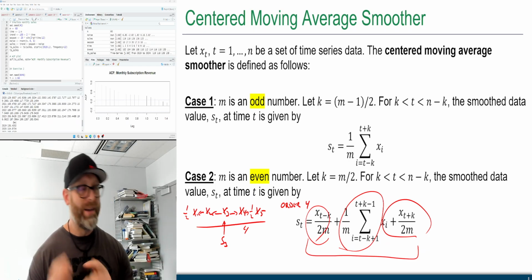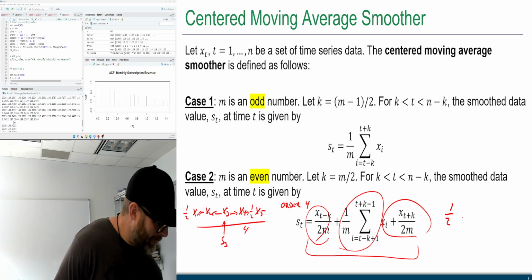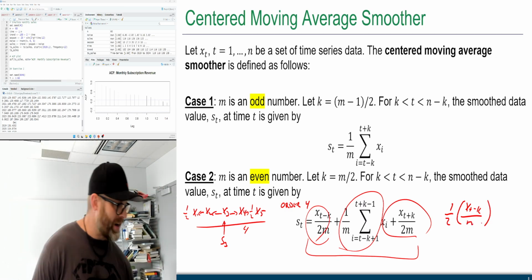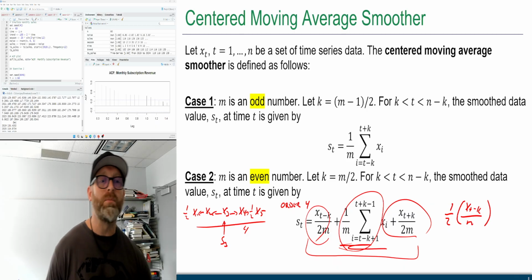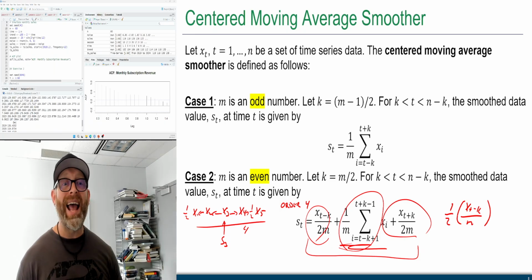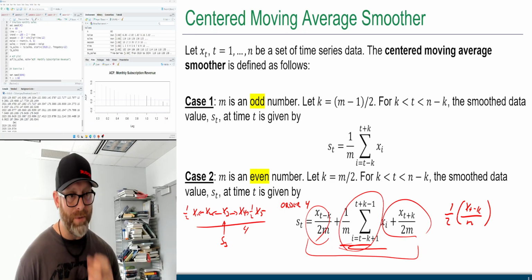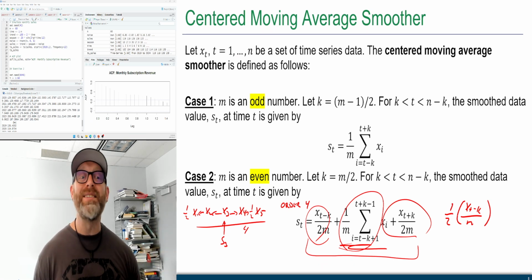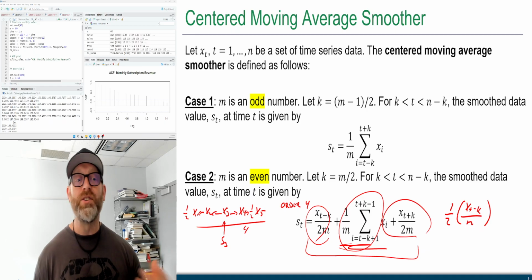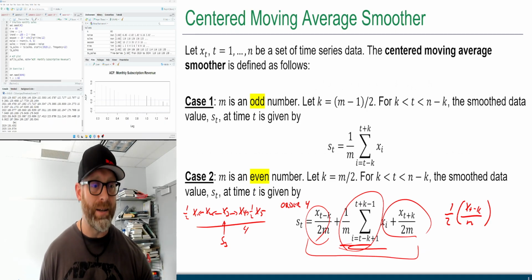So I can factor out, I can rewrite this as 1/2 x t minus k over m, which looks a little bit more fitting with what we have here for this middle part, this 1 over m. That's exactly what we're doing, except I'm just multiplying it by half because I only want half of the information from there. Now, we don't have to do these calculations by hand. This is all going to be done in R, but I just wanted you to understand what's exactly happening here.